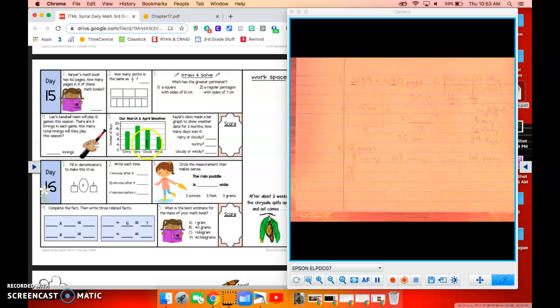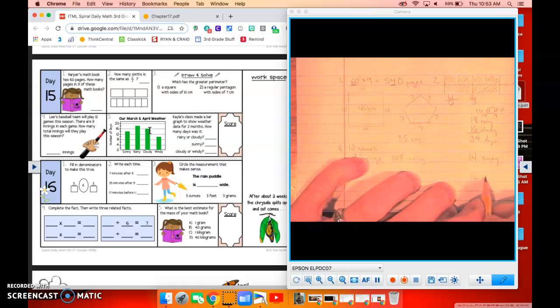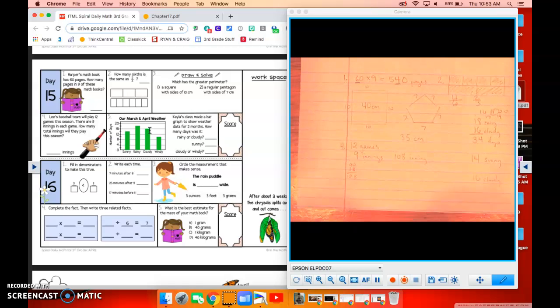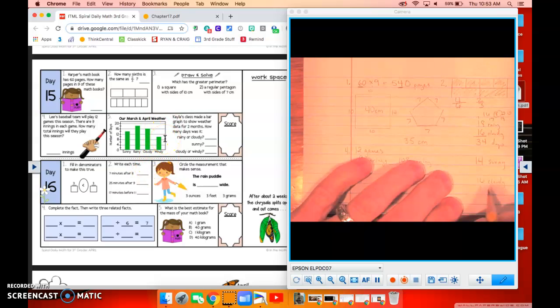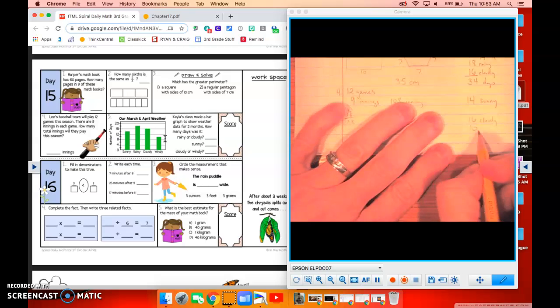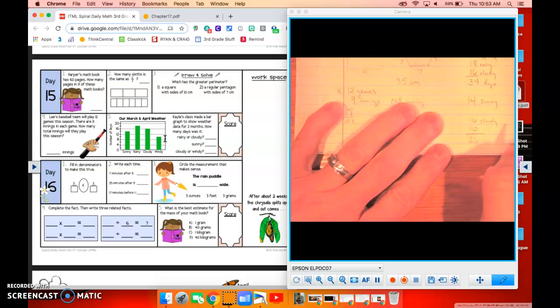And the last one says cloudy or windy. Again, cloudy was 16. And windy, we can see windy is halfway between again, it's 10. So 16 and 10 is 26 days.